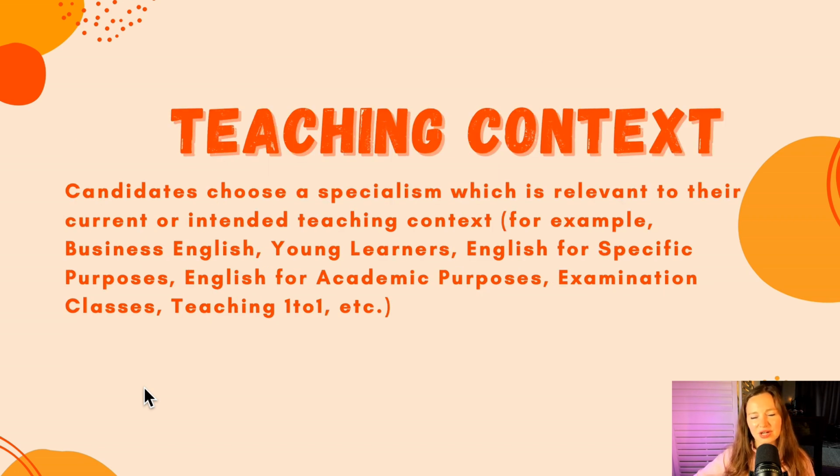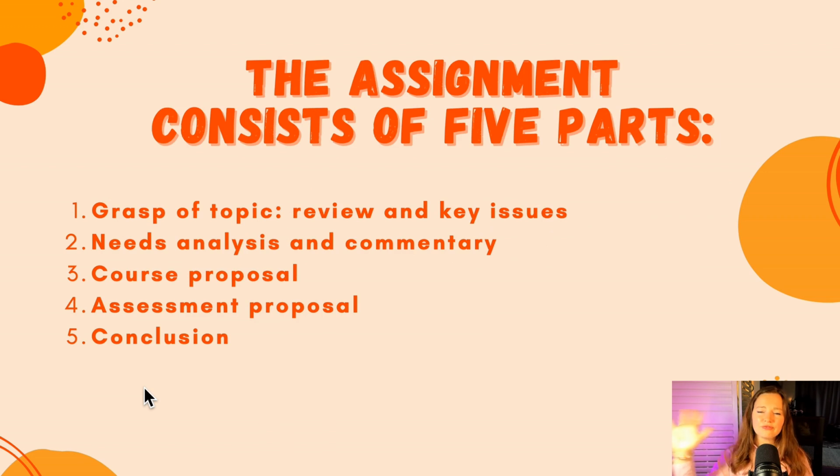Let's have a look at the teaching context that can be chosen. The candidates choose a specialism which is relevant to their current or intended teaching context. So, for example, you can choose business English, young learners, English for specific purposes, English for academic purposes, examination classes, teaching one-to-one, etc. The assignment consists of 5 parts.